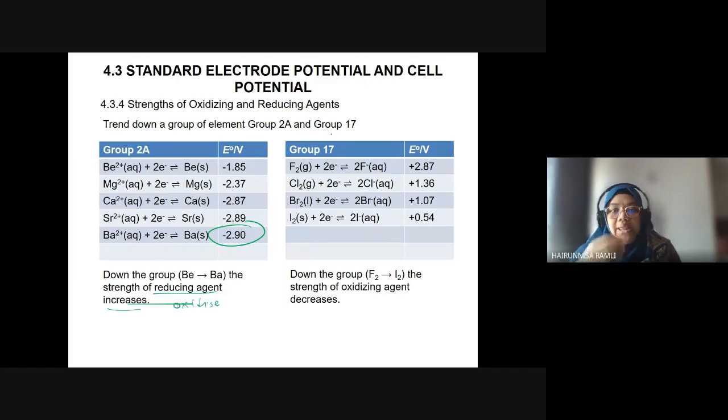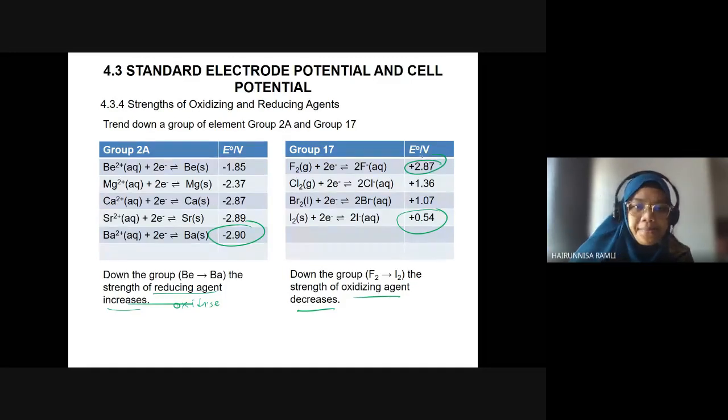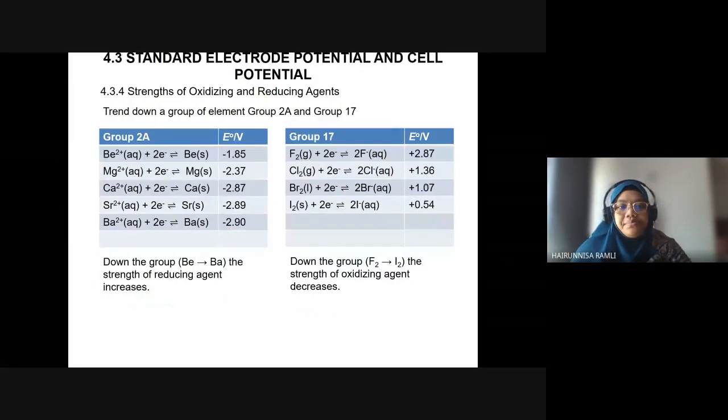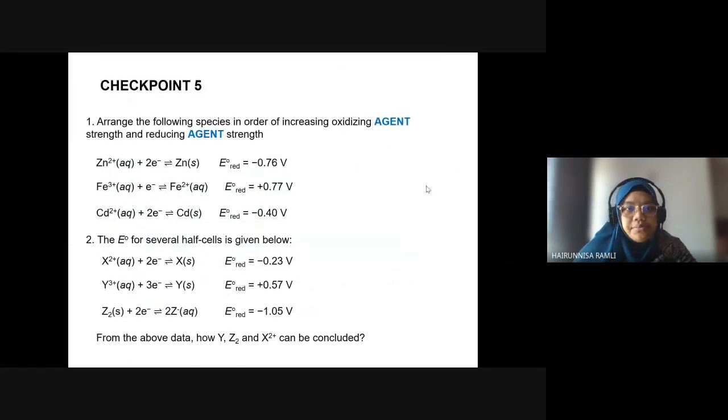While for group 17, okay, kalau tengok kat sini daripada fluorine kepada iodine, going down the group, the positive value will decrease. Okay, so that's why the oxidizing agent will decrease. Sebab dia lebih susah sebenarnya nak reduce. Sebab dalam kes ni yang lebih mudah reduce adalah F2. Okay.